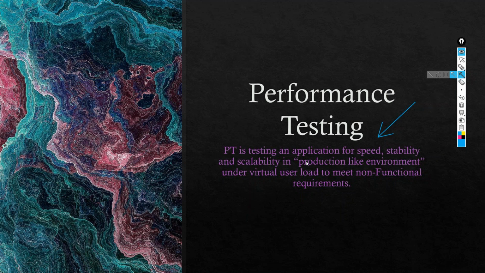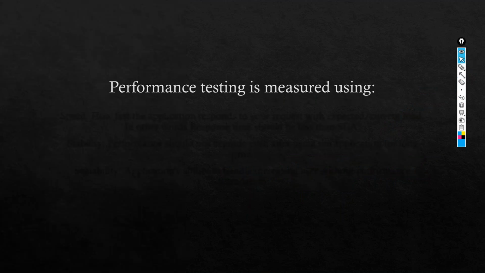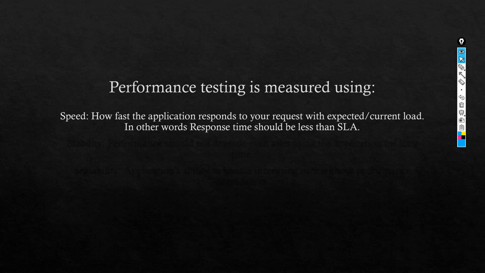So we'll see these terms individually, one by one: what is speed, what is stability, what is scalability, and what is a production-like environment. We will relate these words to the different types of performance testing, which we'll discuss shortly. First we'll begin with speed, stability, and scalability. Generally, performance testing is measured using speed, stability, and scalability. Around 10, 15, 20 years ago, performance testing was measured in terms of only speed.